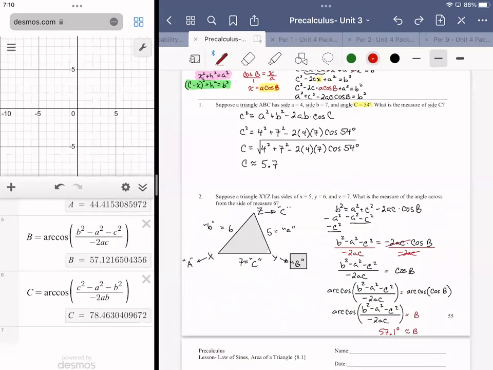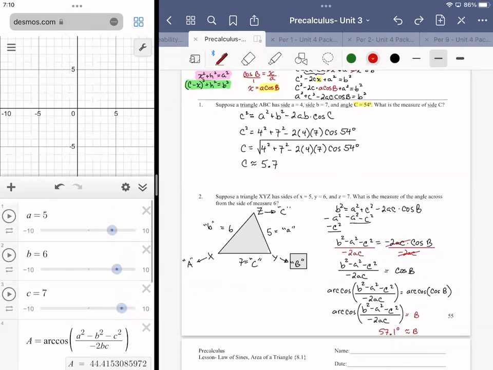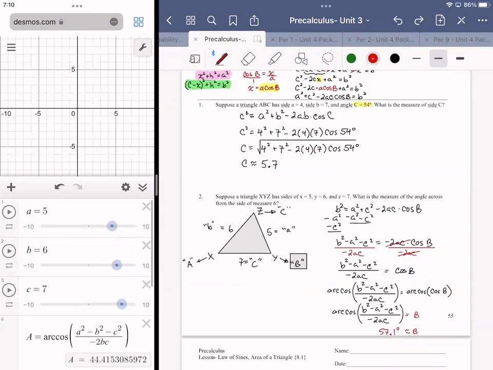Just some kind of placeholder title. But yeah, so now we have a calculator that's going to do it for us. All right. So if I know, for example, back to number one, we solved for the missing side C, but we knew A was 4, B was 7, C we said 5.7, or we determined 5.7.